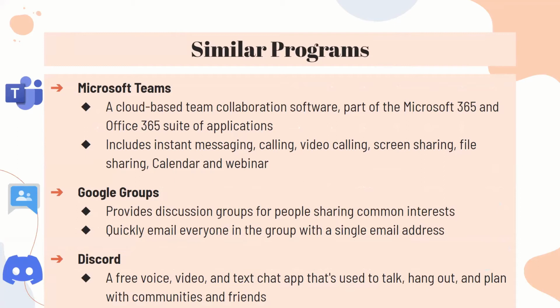You also have Google Groups. Similar to Slack, it provides discussion groups for people sharing common interests. You can also quickly email everyone in the group with a single email address. And lastly, you also have Discord. It's a free voice, video, and text chat app that's used to talk, hang out, and plan with communities and friends.